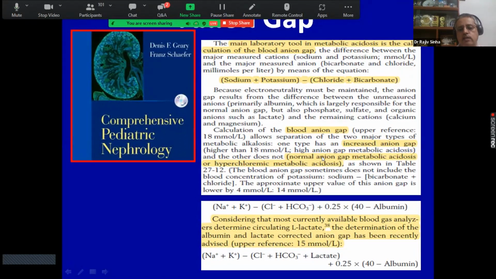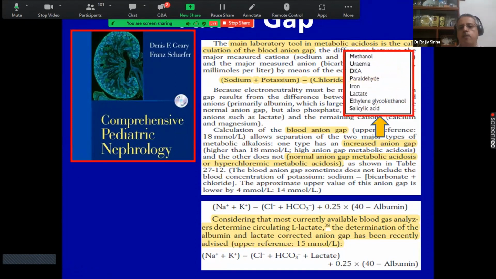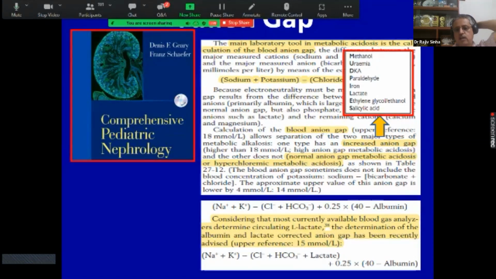And we know that we have a high anion gap metabolic acidosis, which we nephrologists don't deal with that much, but we do remember MUDPILES: methanol, uremia, diabetic ketoacidosis, paraldehyde, iron, lactate, and salicylate poisoning, all those things. And then we have the normal anion gap metabolic acidosis, or the hyperchloremic metabolic acidosis, which is the one we will be discussing more today.